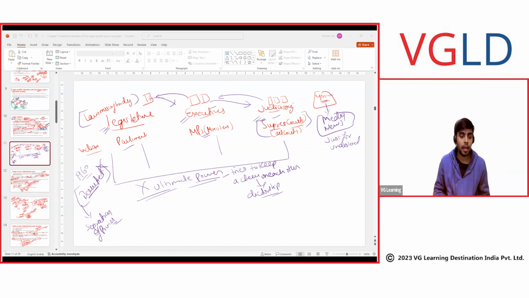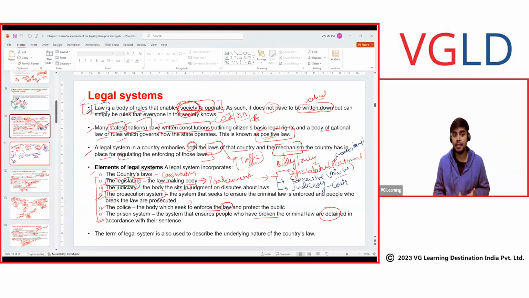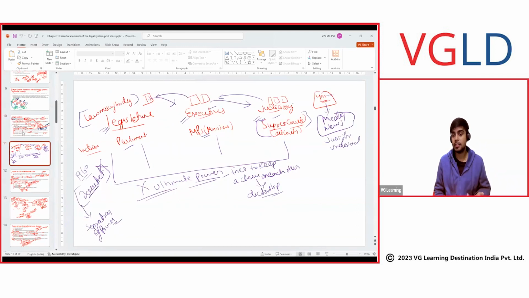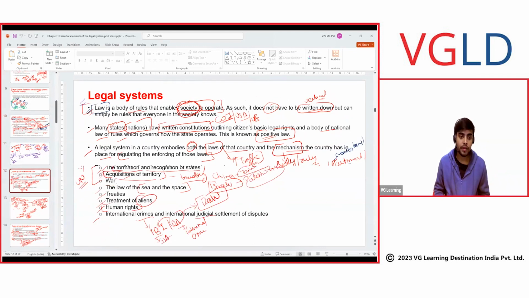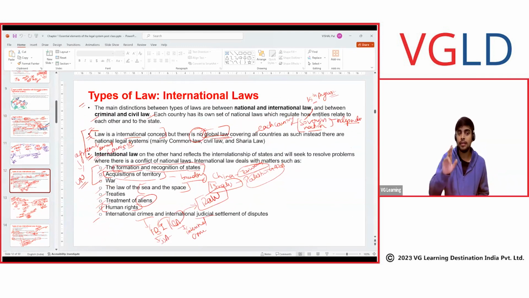Okay. And then we went on, after understanding the legal system, their elements about legislature, executive, judiciary, the constitution, the police, the prison system. Then we went on discussing the law in two terms: international law and national law. National law is basically, I hope that is easy to understand, that which is regulating a particular country.